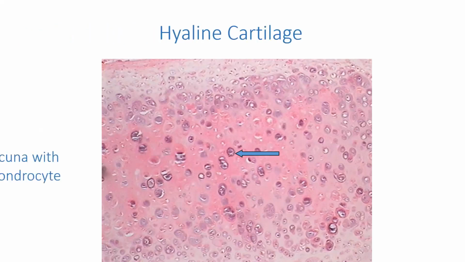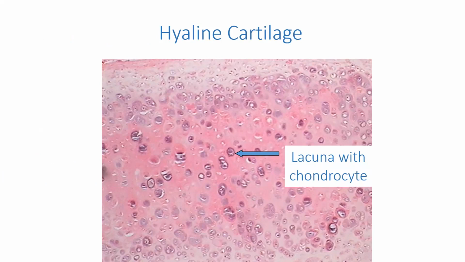At that point, they become chondrocytes. They are living cells. Whenever you see the suffix "cyte," it means a cell. So here we're seeing hyaline cartilage, and these are chondrocytes inside their lacunae. That's what the bubble is called, lacunae.